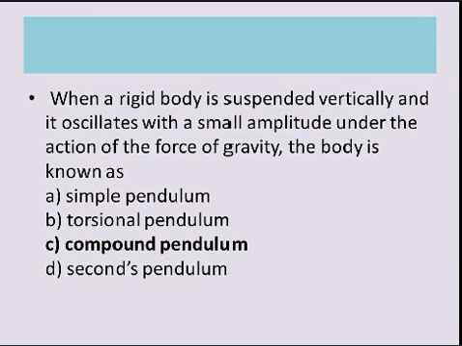A rigid body is suspended vertically and it oscillates with a small amplitude under the action of gravity. The body is known as, we already performed this experiment in our lab, and we know this is not a simple pendulum, this is not a torsional pendulum, it is a compound pendulum, and it is not a seconds pendulum. The correct answer is compound pendulum.